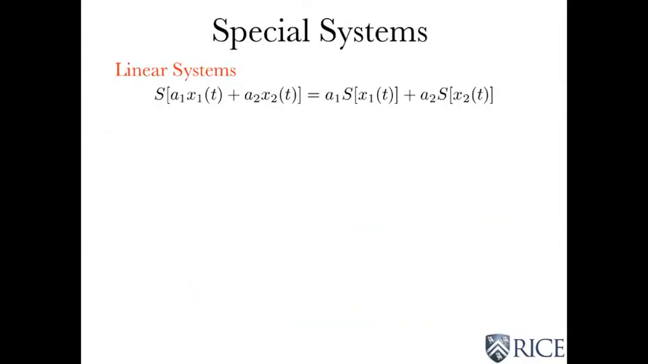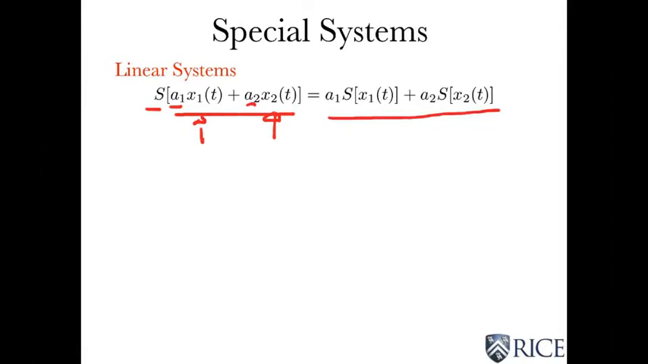All right, let's talk about special cases, special systems. And perhaps one of the most important are linear systems. Let's look at this. So we have a system S. If it is linear, if you take an input that consists of a sum of signals, so x1 is a signal, x2 is a signal, and a1 and a2 are scalars, constants, the output to that sum is the sum of the outputs to the simple signals.